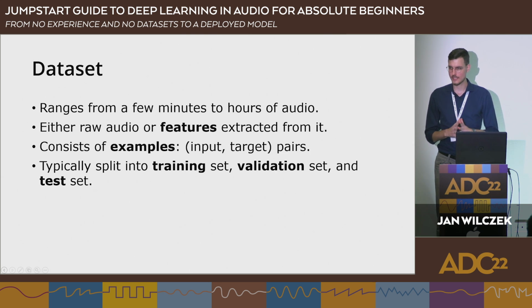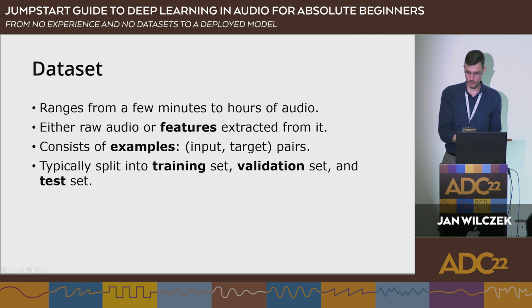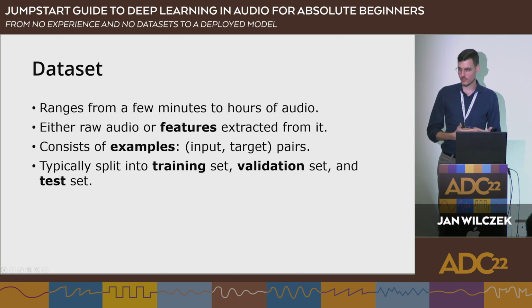And the fundamental idea in deep learning is the idea of a dataset. In the context of audio, a dataset may range from a few minutes to a few hours to hundreds of hours of audio. And what we need as an input to our network are either raw samples, so simple samples of our wave file, or we can compute some features out of them. So for example, a spectrogram is a feature. Mel frequency cepstral coefficients are also an example of features.